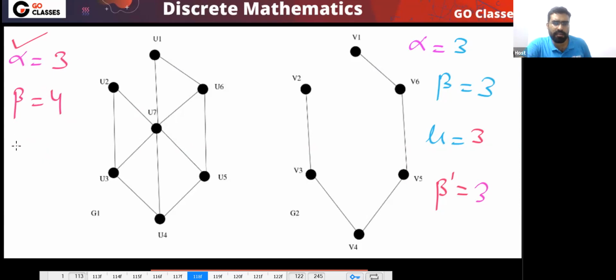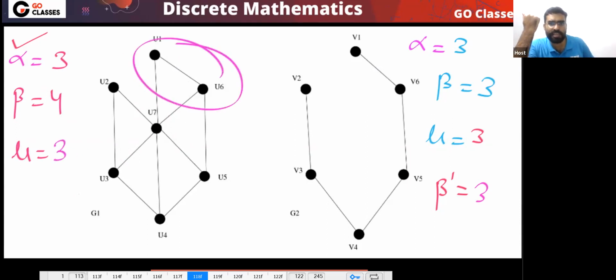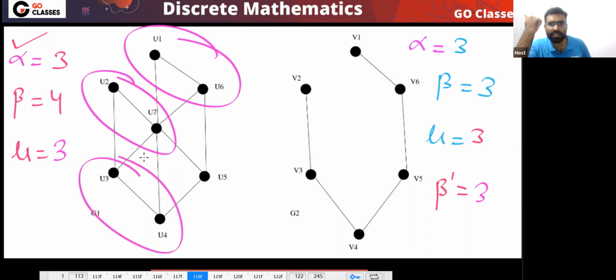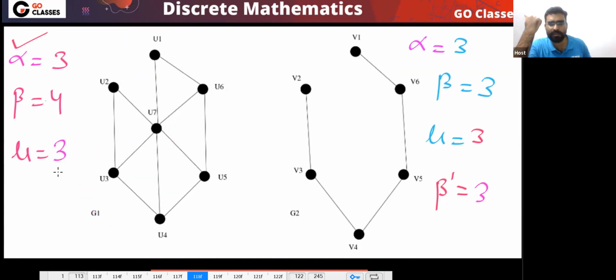Okay. And what will be matching? What is the matching number? The matching number, remember one thing, matching number is always less than or equal to n by 2. So you have 7. So basically matching number will always be less than or equal to floor of 7 by 2, so it will be less than or equal to 3. So what is the matching you can create? Matching number will be 3, because you can take this edge, u1 u6, you can take this, and you can take this. Okay, so matching number will be 3.